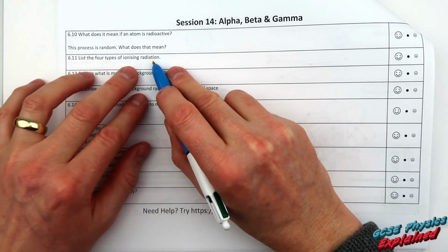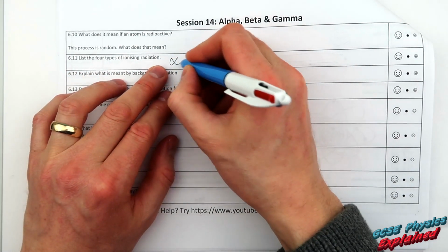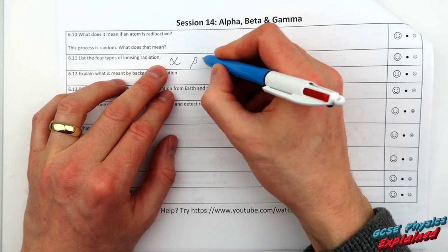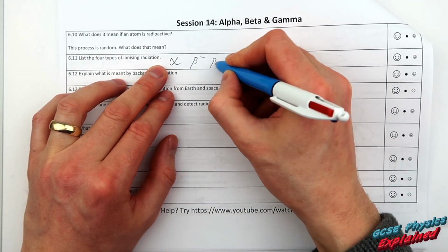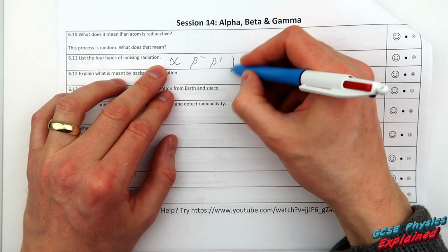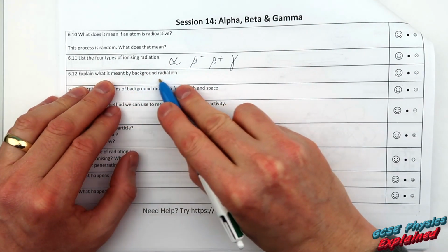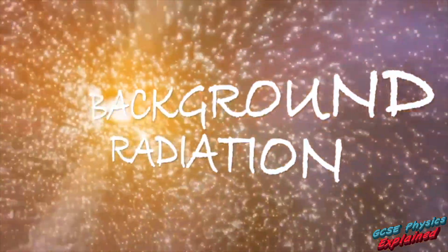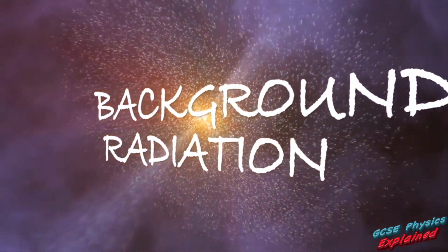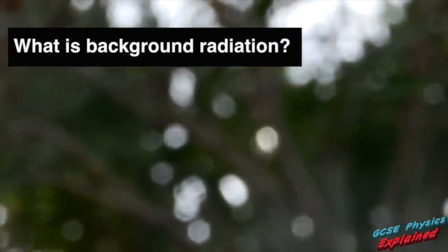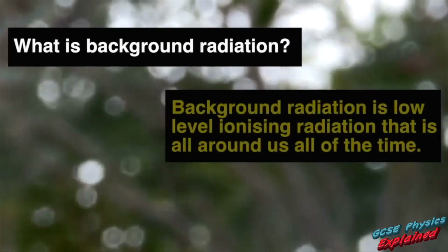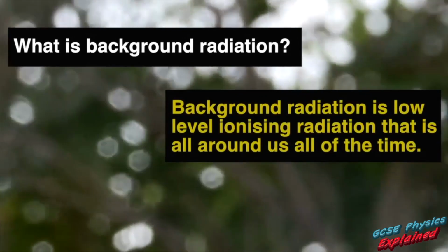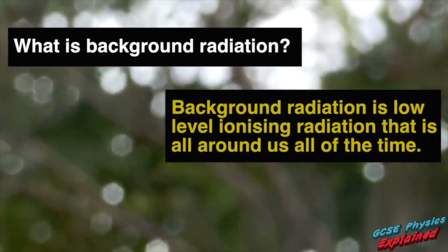List the 4 types of ionizing radiation: alpha, beta minus, beta plus, and gamma. Explain what is meant by background radiation. Background radiation is low-level ionizing radiation that is all around us all of the time.